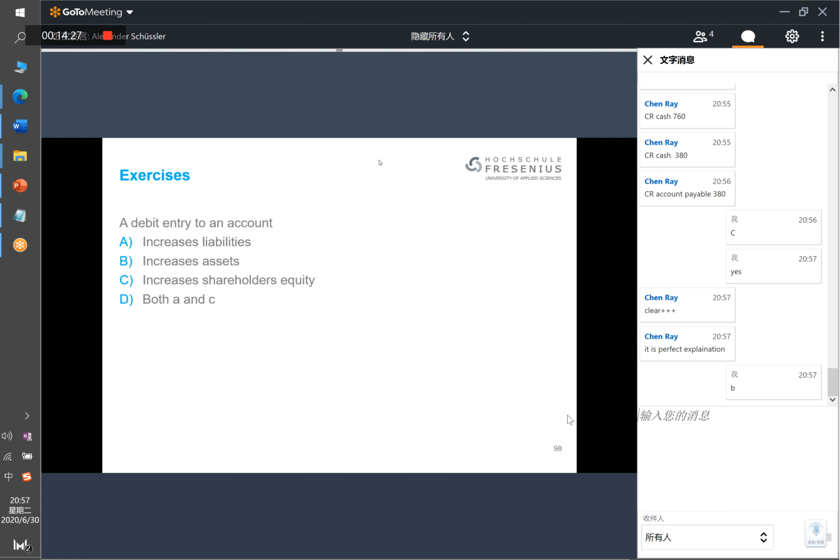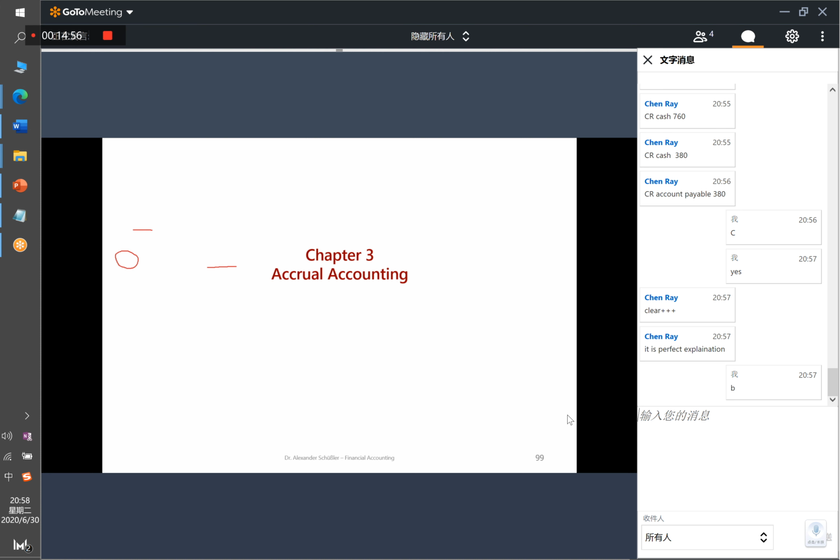B is correct because only an asset is increased when you debit. When you debit liabilities, they go down. When you debit shareholders' equity, it also goes down. Okay, good job, very good.